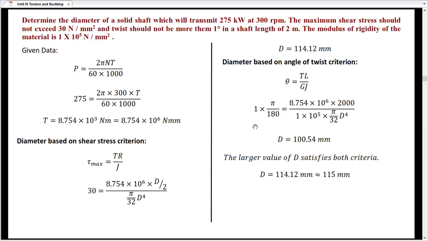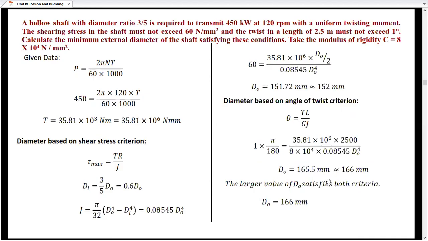So to avoid its failure, we can take the maximum value for that particular power transmission. Between shear stress and angle of twist, we have the larger diameter based on shear stress. So you can take that diameter 114.12, you can round up that value. So you can say that the diameter required for that particular power transmission is 115 mm. Okay, this is the first example.